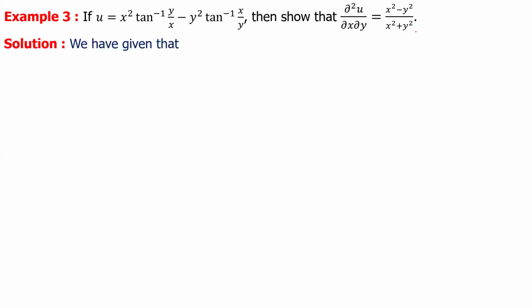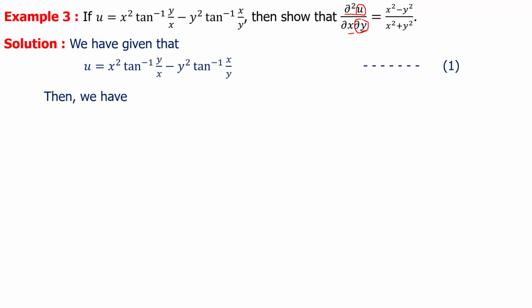We have given that u is equal to x square tan inverse of y by x minus y square tan inverse of x by y. Let us give it equation number 1. Now, since we have to find the second order partial derivative of u with respect to y and x, we have to first differentiate partially with respect to y. Then we have to prove that del square u by del x del y is equal to x square minus y square upon x square plus y square.